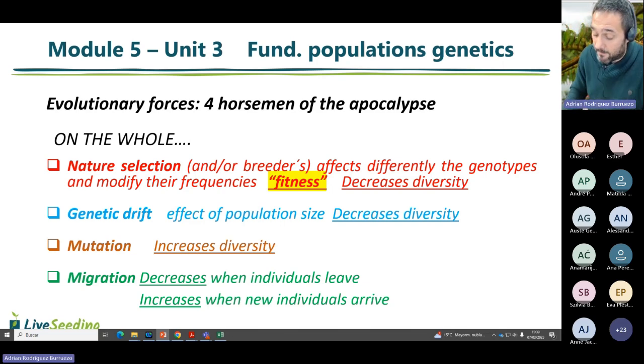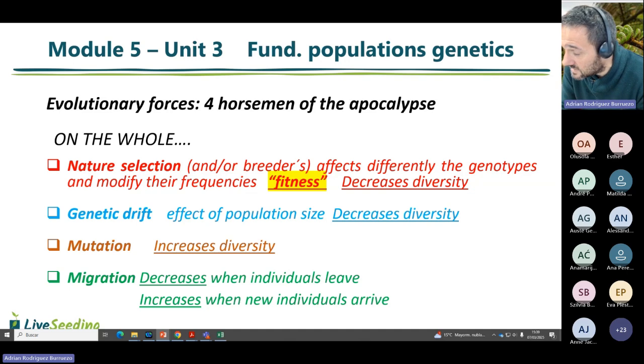On a population on the whole, when individuals leave the population, it provokes a decrease in the diversity of this population. But when migration refers to new individuals coming from other populations, it increases the diversity of the population. So migration may decrease or may increase the diversity of the population, depending on whether individuals leave or new individuals with new genes come to the population.